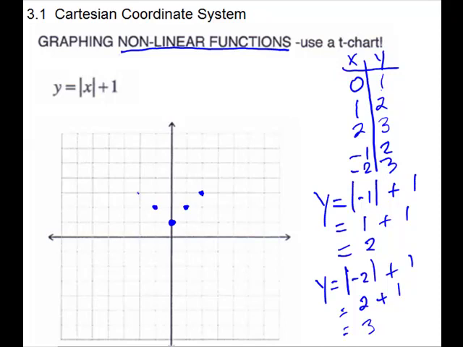Negative 2, 3. And this is a standard absolute value graph. It is going to look like a V. And so we can connect it here. You could have tried a couple more points if you want. But notice you need to do some positive and some negative so you can tell where the graph is when you really don't know.